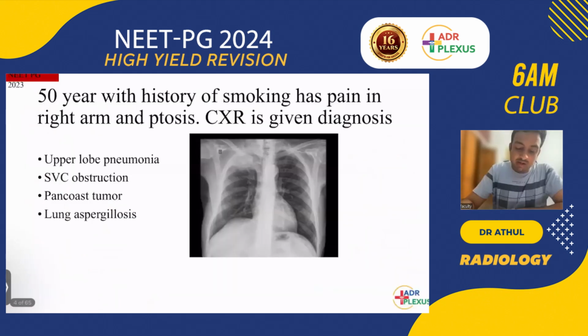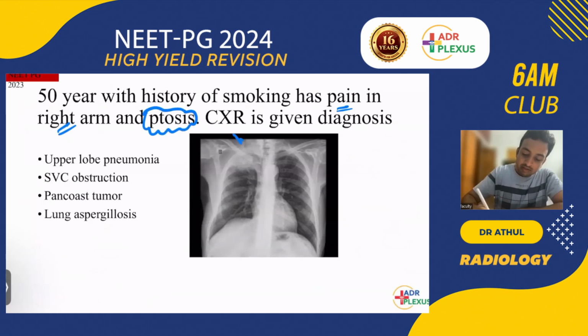Now, coming to the medicine side. A 50-year-old with a history of smoking has pain in the right arm. There is a history of ptosis. CXR is given. Finding is there. What is the diagnosis? Please quickly comment A, B, C, or D. Excellent. Everyone knows that this is Pancoast tumor.